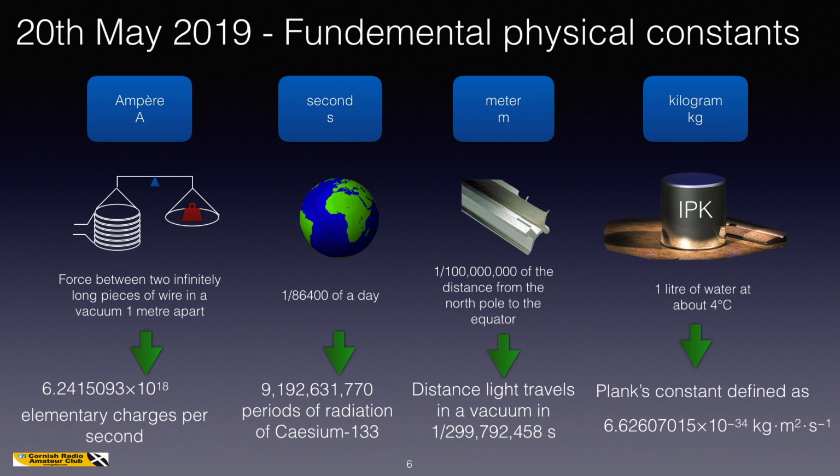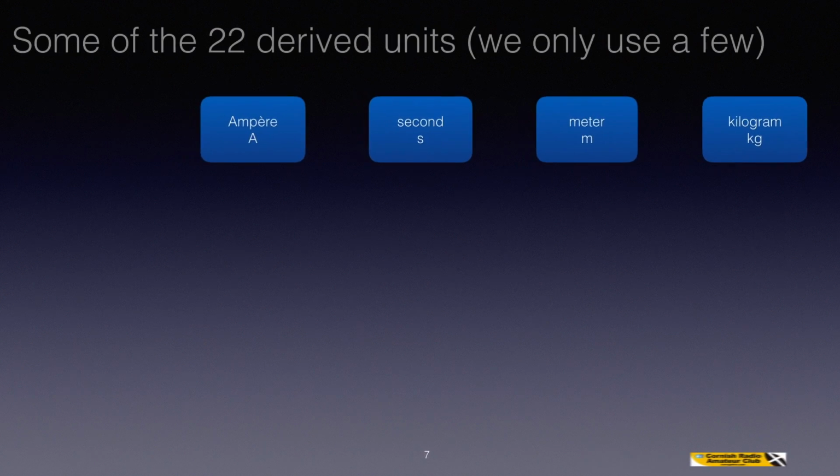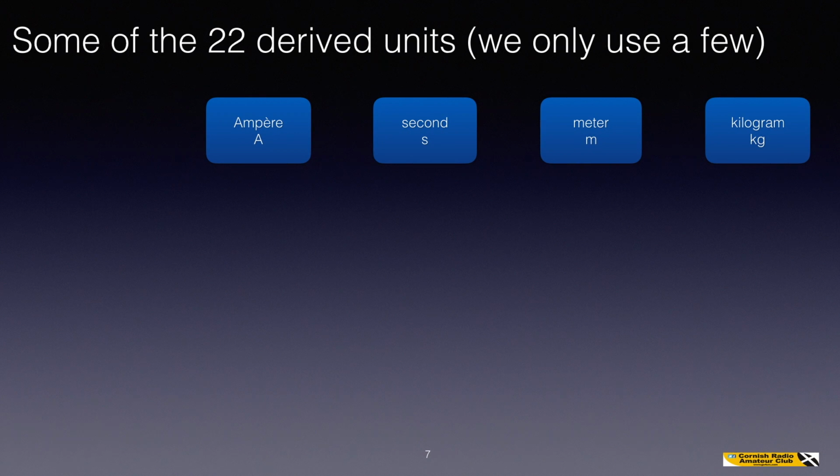So let's have a look at some of the derived units, and we only have a few. We only use a few in amateur radio. Here we have the 4 base units, and one of the easiest, of course, is the hertz, the unit of frequency. And if we know what a second is, and if we count the number of oscillations in 1 second, then we've got the hertz. So the unit for that is 1 over seconds, or seconds to the minus 1.